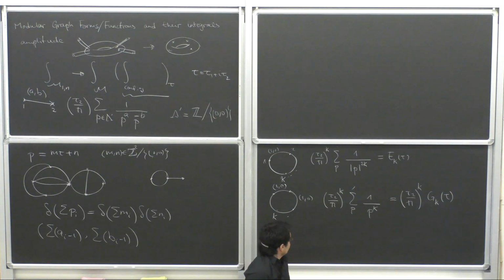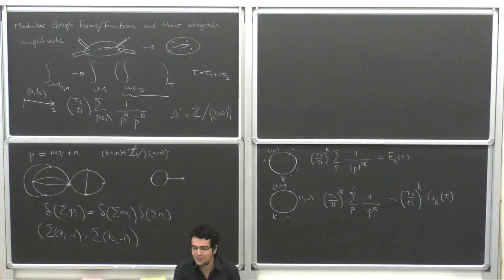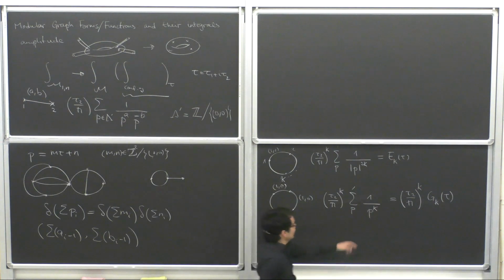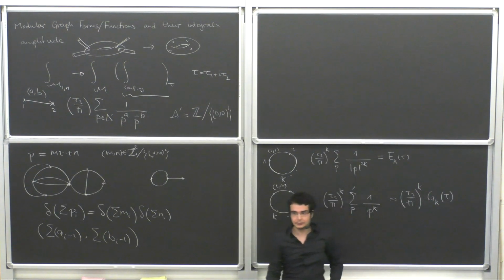In the actual cases that we have, we don't have G2. Yes, this is non-holomorphic. This is holomorphic. So this is a modular function, and this is a modular form.